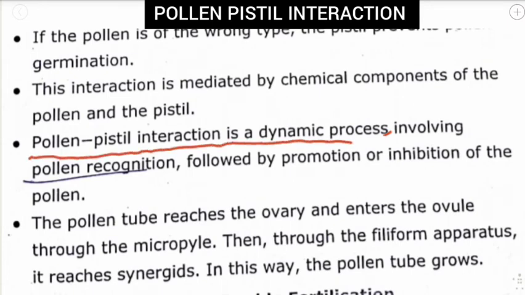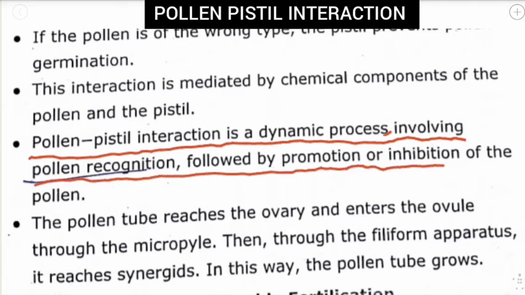Pollen-pistil interaction is a dynamic process involving pollen recognition followed by promotion or inhibition of the pollen. As we know, pollination does not ensure the transfer of suitable pollens, so the pistil has the power to find the good type of pollens. If it is of the wrong type, it prevents further germination. This is done through chemical components. First we have pollen recognition, then we either promote it or inhibit it. We call this a dynamic process.